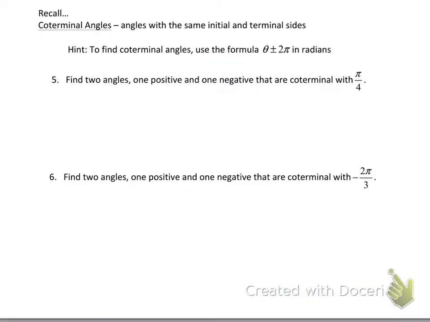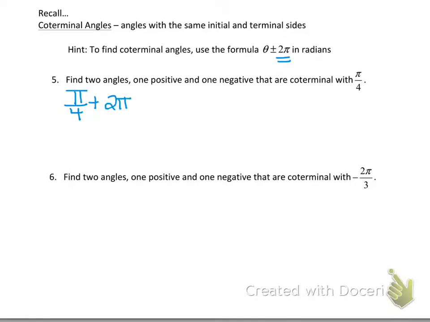Okay, so now we're going to recall coterminal angles, and we know that those are 2 angles that have the same initial and terminal sides. So, to do coterminal but in radians, instead of 360, we're going to add and subtract 2 pi. So, I want one positive and one negative that's coterminal with pi over 4. So, here's my positive, pi over 4 plus 2 pi.